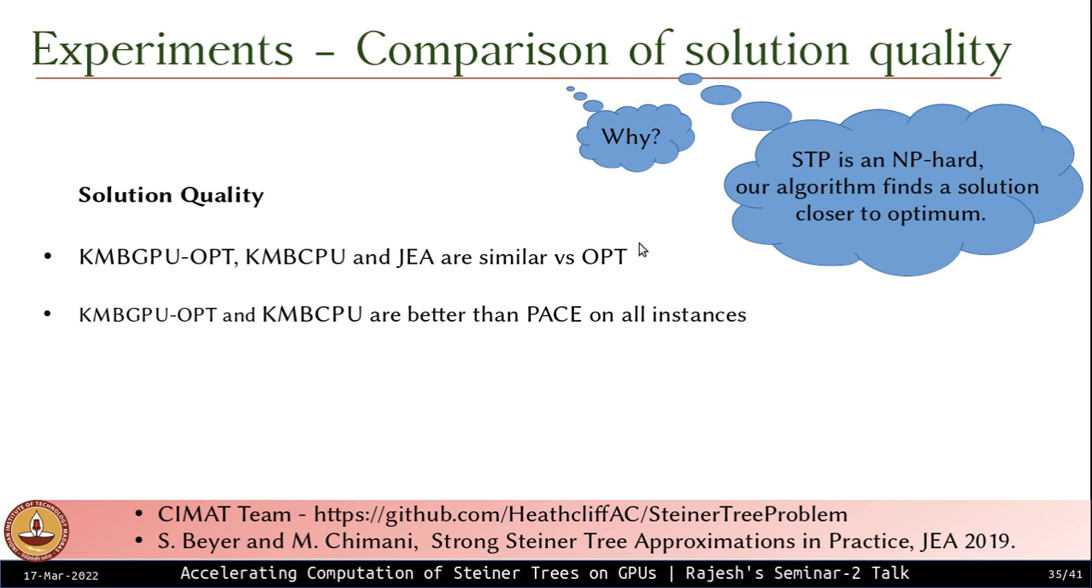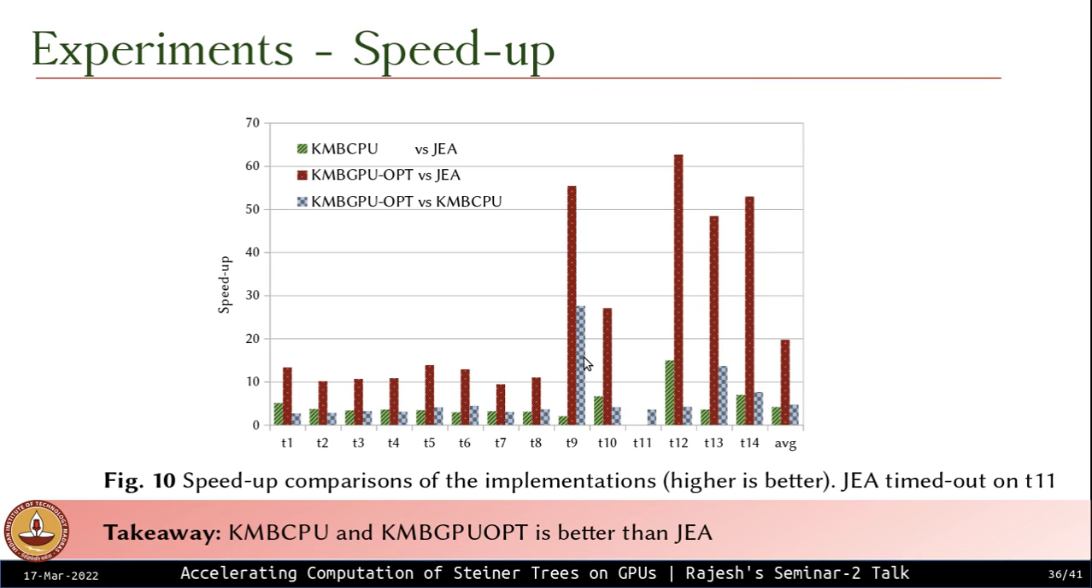The optimum solution here means the optimum value of the Steiner tree, which is given by the organizers of the Pace Challenge, right? The GPU and CPU implementations are, solution quality wise, better than the Pace winner's code on all the instances of the graph suite we have taken. Yeah, so we'll move on to the running time.